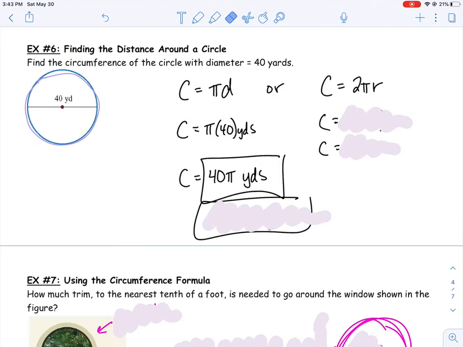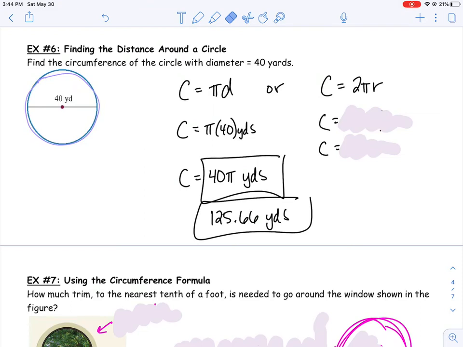Now that doesn't make much sense. If you went to Home Depot and said you needed 40 pi yards of fencing, they'd be like, huh? How much is that? If they ask you for an actual amount rounded to a certain number of decimal places, you're going to use your calculator and do 40 times pi. You should have a pi button in your calculator. That gives you the most accurate answer, because then you're not rounding and using 3.14. But make sure you follow the directions in my math lab to see what they want. I did 40 times pi and got 125.66 yards for the circumference around that circle.